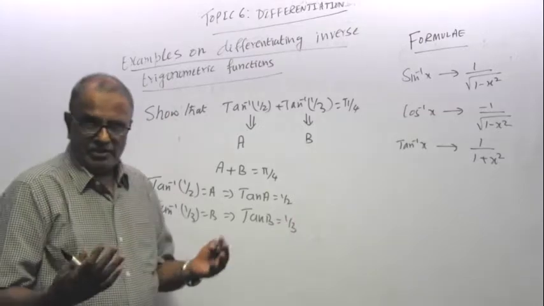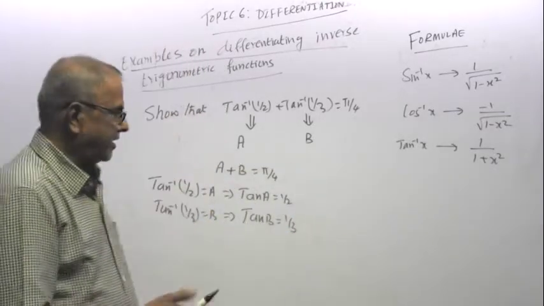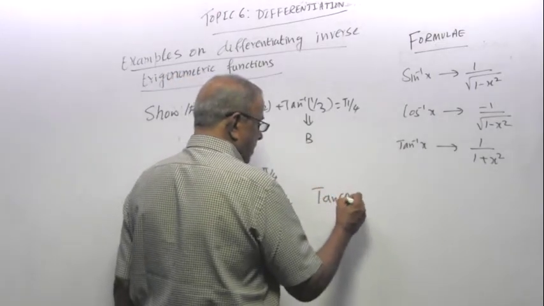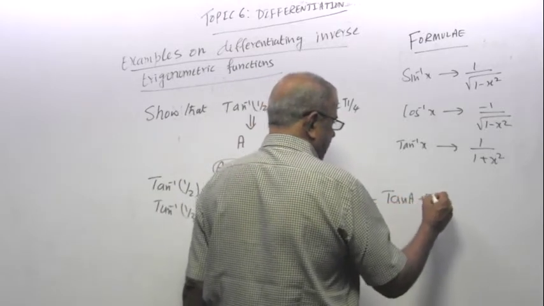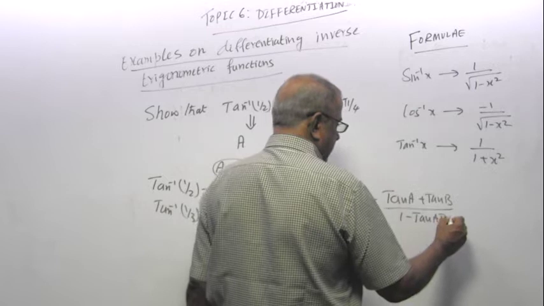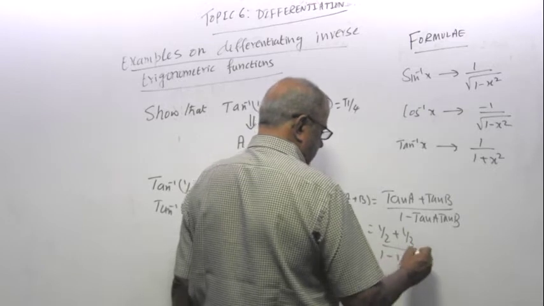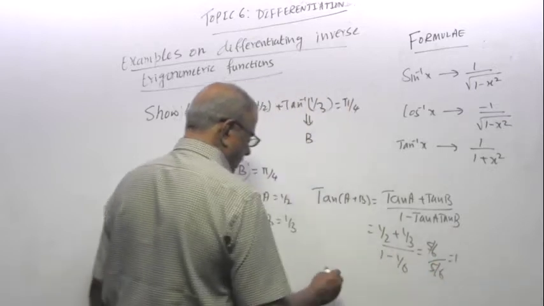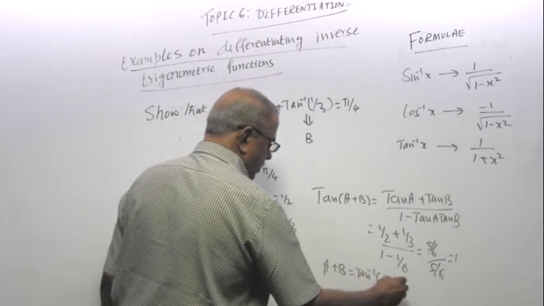Look, if you know sine, use sine. If you know cos, use cos. If you know tan, use tan. So I need to show A plus B. I have tan, so what is tan of A plus B formula? Tan of A plus B is tan A plus tan B over 1 minus tan A tan B. I know tan A is half, tan B is 1/3, over 1 minus 1/6. It is 5 over 6 over 5 over 6, which is 1. So A plus B is tan inverse of 1, which is pi over 4.